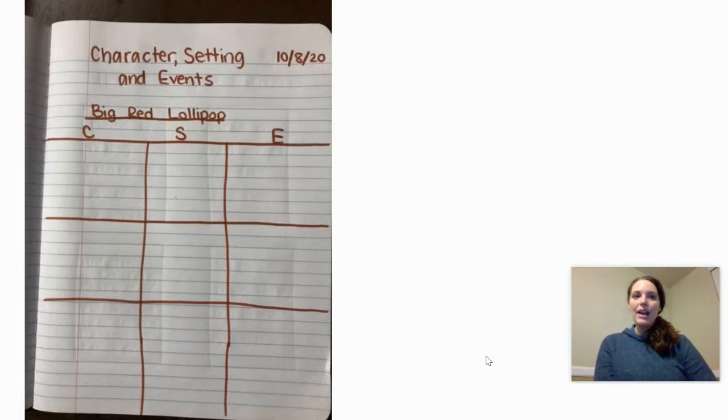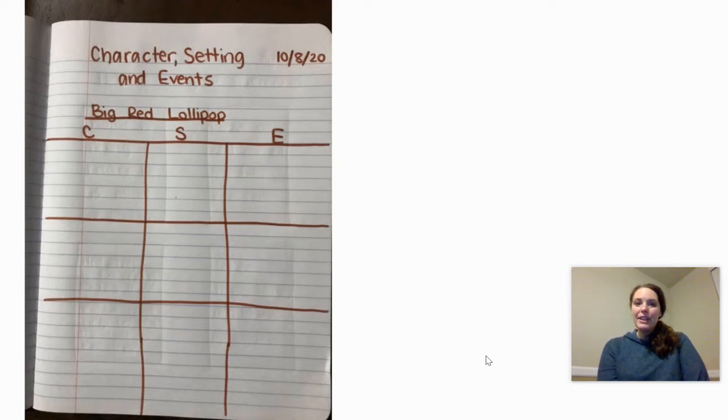At the top of my table, I labeled each column. The first column is labeled with a C for character. The second column is labeled with an S for setting. And the final column is labeled with an E for events. I chose to just do the first letter of each word because I knew you would have just written character, setting, and events out at the top, and this is to save you some time. You can see that I have 3 rows, a section for beginning, middle, and end.